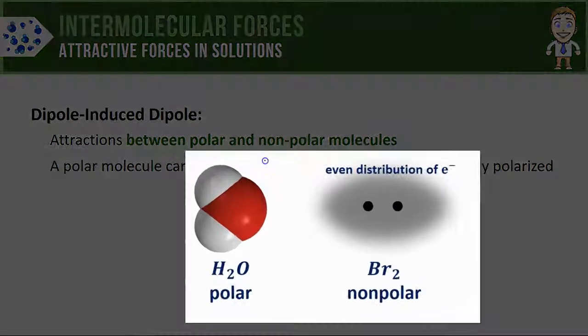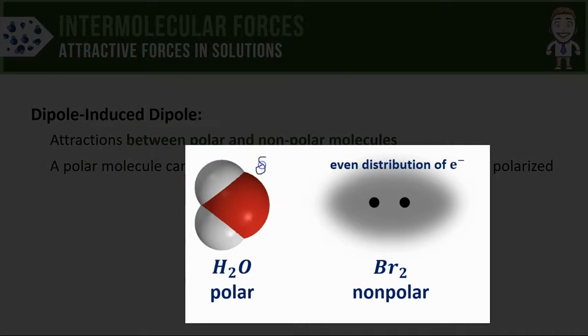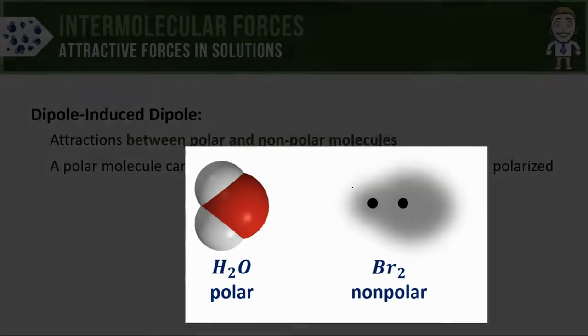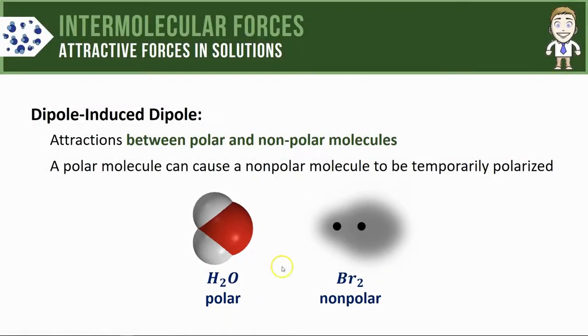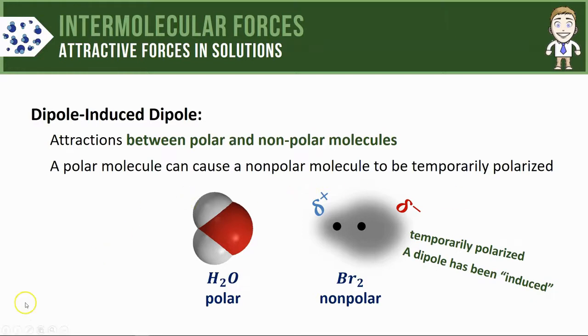If the partial negative end of the water molecule shown here near the oxygen gets near this electron cloud of bromine, it's going to cause that electron cloud to shift more to one side since the negative charges repel each other. Now that all of the electrons have shifted over to the right-hand side of the molecule, I have a molecule that used to be nonpolar, but now there's a partial positive on the left and a partial negative on the right. The molecule has become temporarily polarized, or we could say that a dipole has been induced.